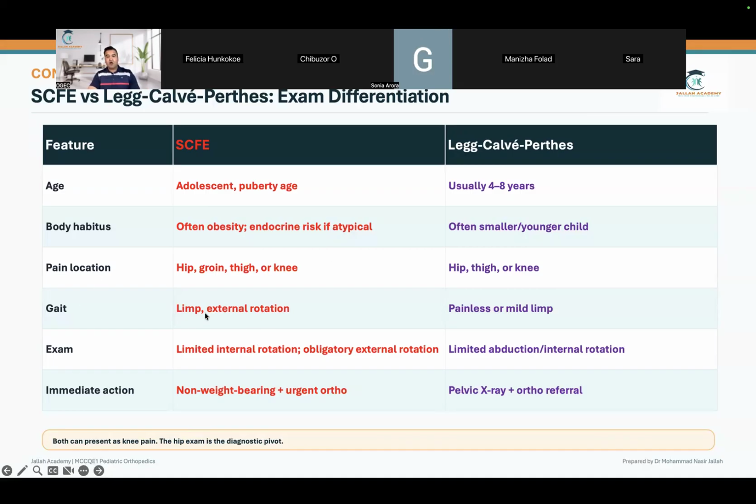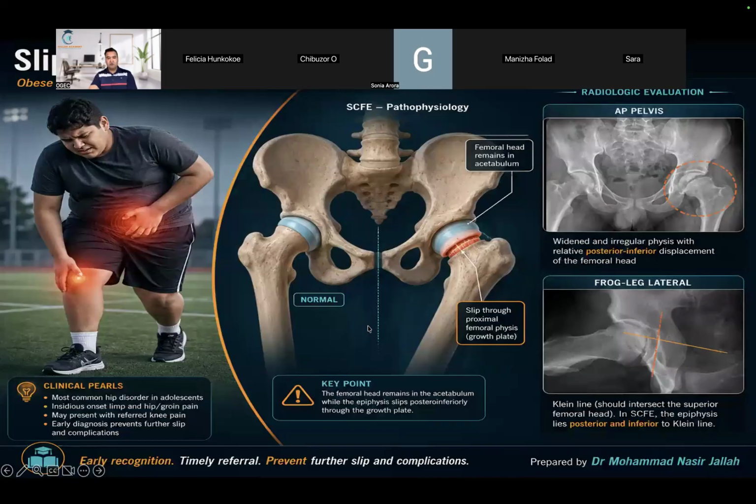Now, gait is almost the same thing. Limb external rotation, and internal rotation is limited. On exam, limited internal rotation, same thing. Again, immediate action for both of them: non-weight bearing plus urgent referral. For this one, you do the X-ray, then orthopedic referral. But if the X-ray is abnormal or you don't see anything, then you can do MRI, but you don't have to because it's an emergency. You have to refer to a specialist.